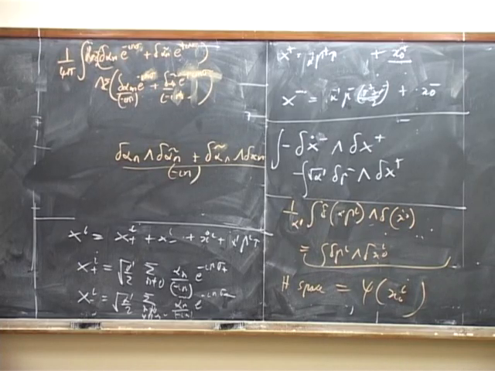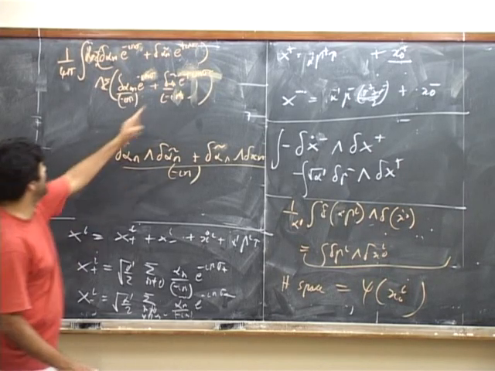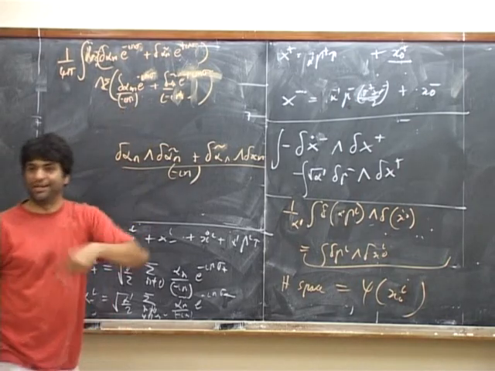Is this clear? The two ends are the same, so we don't have to worry about which n you're putting in the denominator.